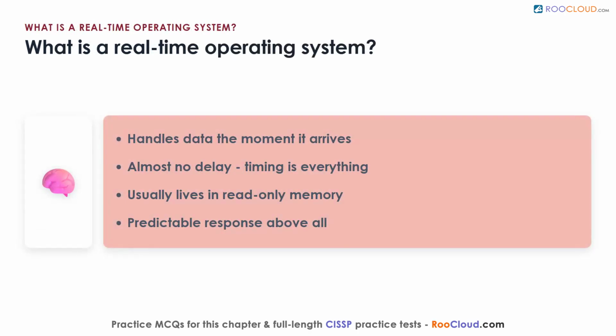So, what is a real-time operating system? It is an operating system built to handle data the moment it arrives, with almost no delay. It usually lives in read-only memory, so it boots fast and stays fixed. The whole design bends toward predictable timing above everything else. Think of a reflex, not a decision. Your hand pulls back from a hot stove before your brain finishes the thought. That is the kind of instant, guaranteed response these systems aim for.